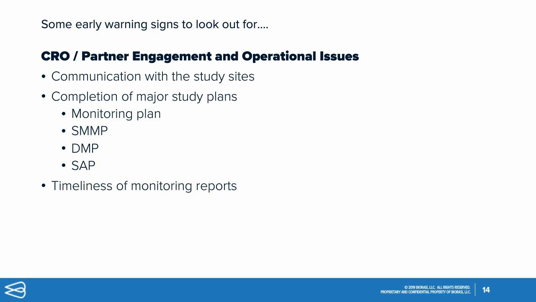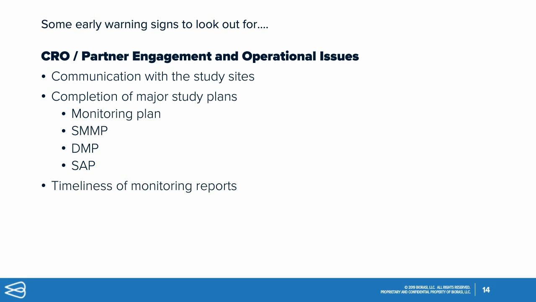And then the other piece of the operational issues is something that doesn't get a lot of limelight, but it's completion of the study plans. This is something we've seen over and over again as a key early indicator. Sometimes in rescue situations, we come in halfway through enrollment and the monitoring plan hasn't even been completed, right? This plan is supposed to guide how we do the monitoring, and it should absolutely be completed before we start monitoring. Otherwise, we're not following a plan.